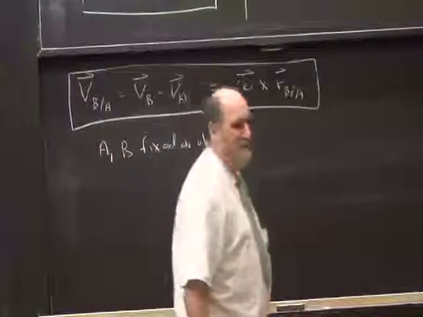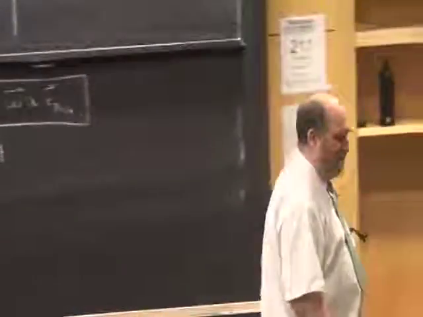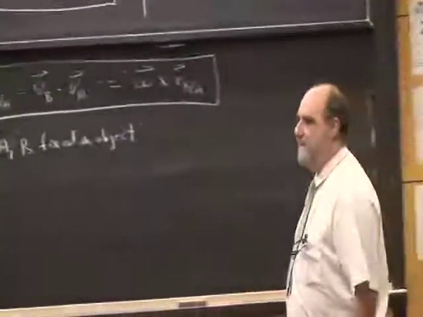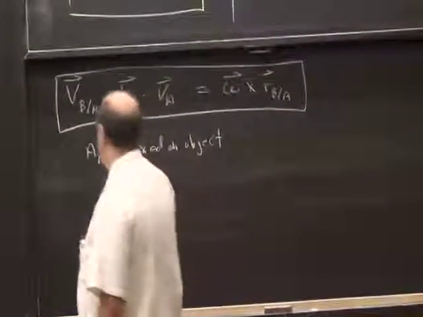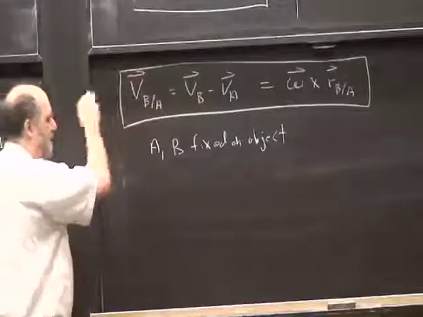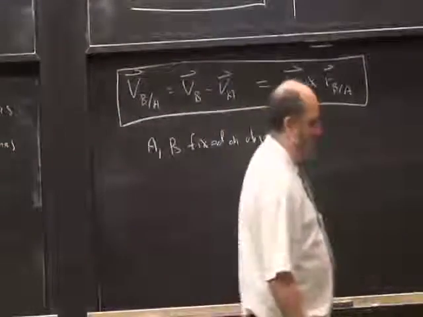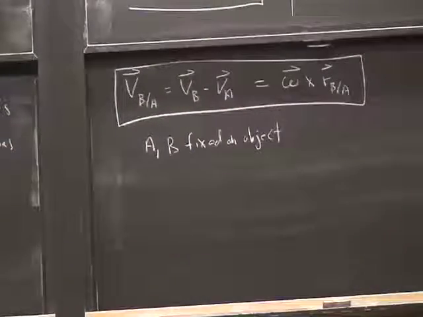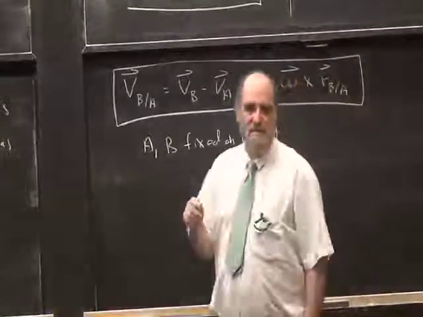If A happens to be the origin, it tells us that the velocity is a vector tangent to the circle that point B is moving on. So a special case is A is the origin, and this tells us that it has a velocity tangent to the circle or orthogonal to the radius vector.